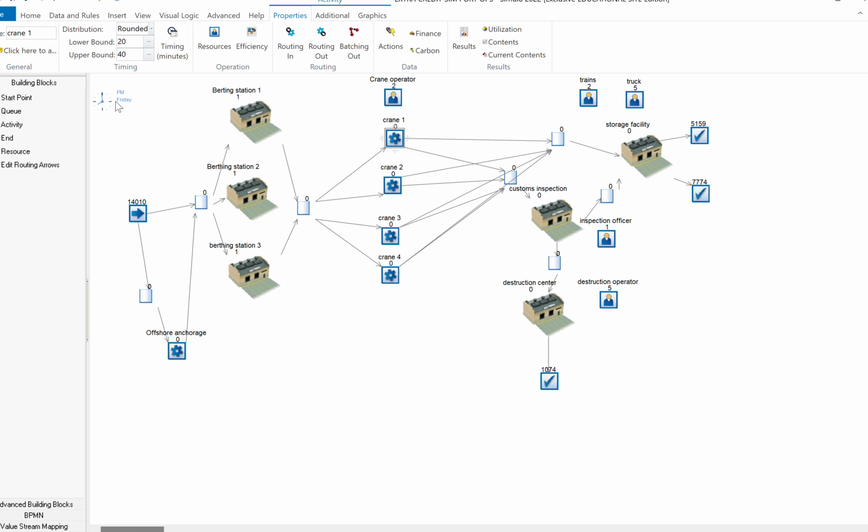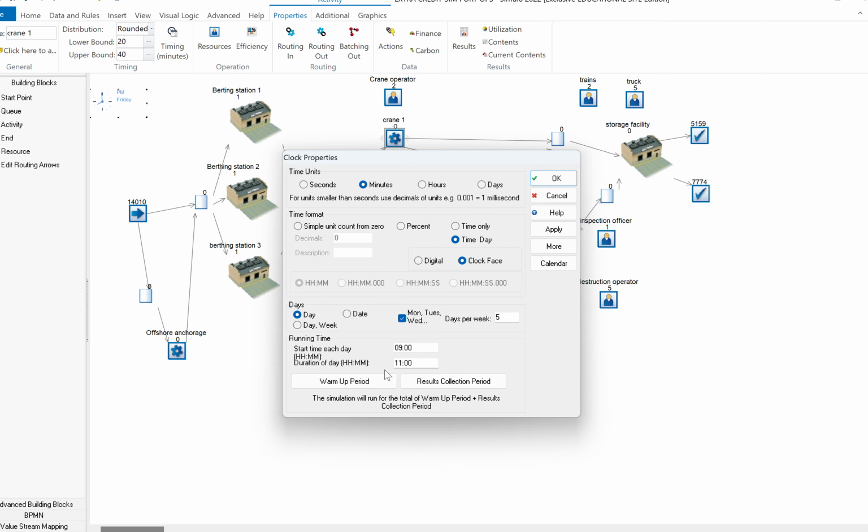This also goes along with the clock properties. If you look here, the runtime each day is 9 to 11. It's 9 a.m. and it runs for 11 hours.